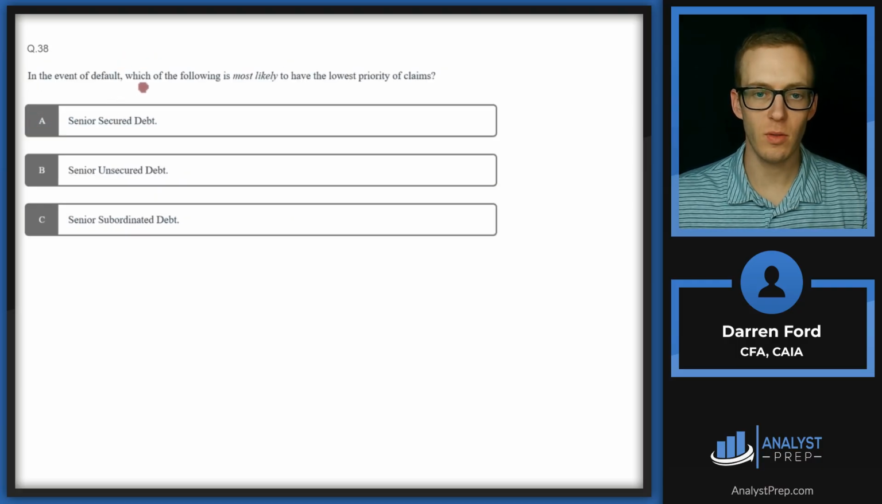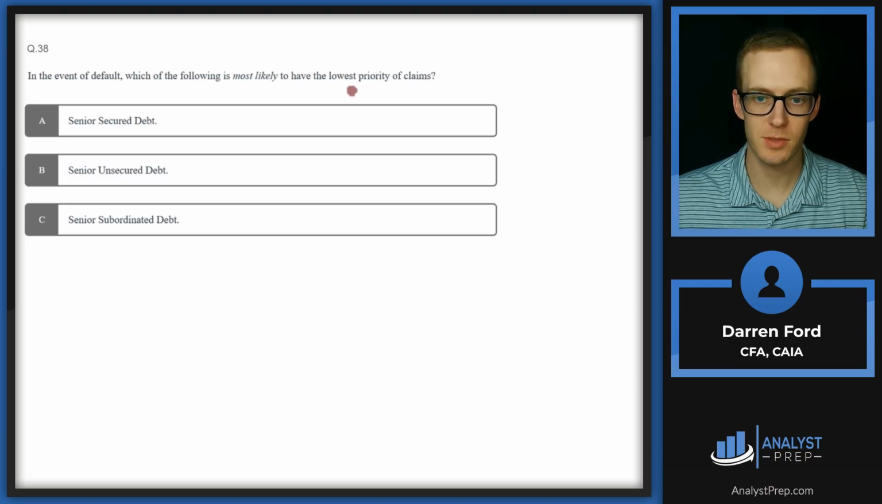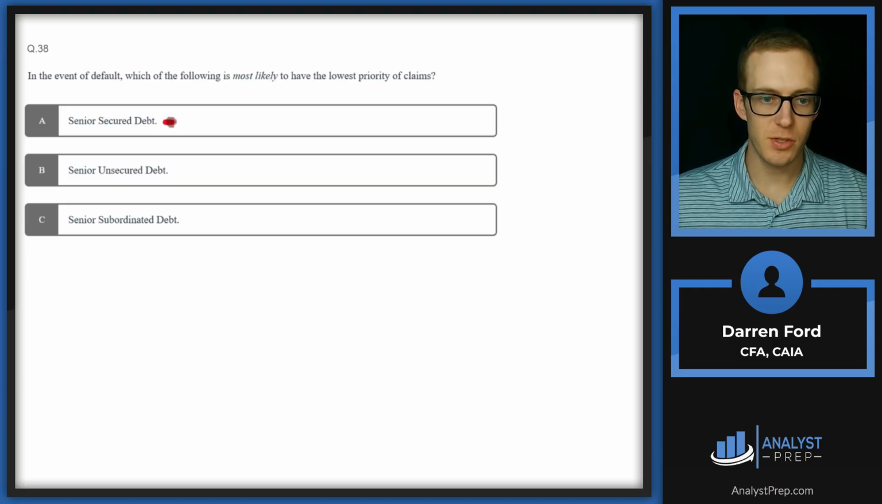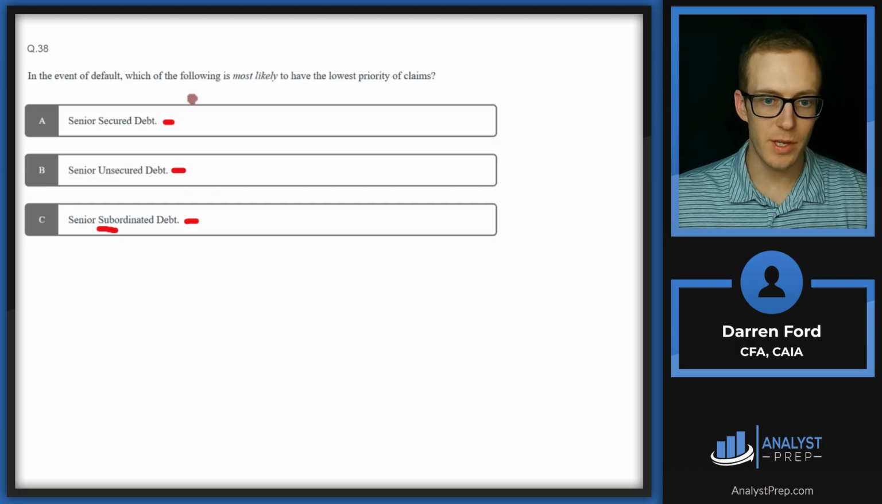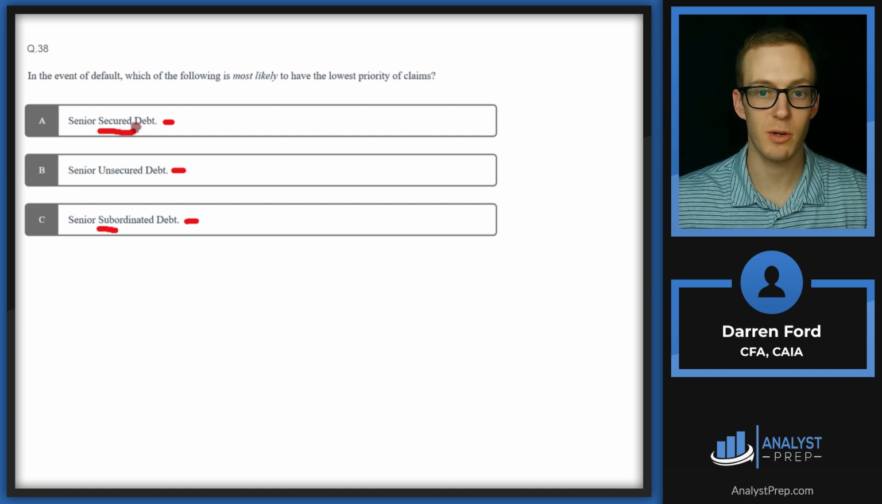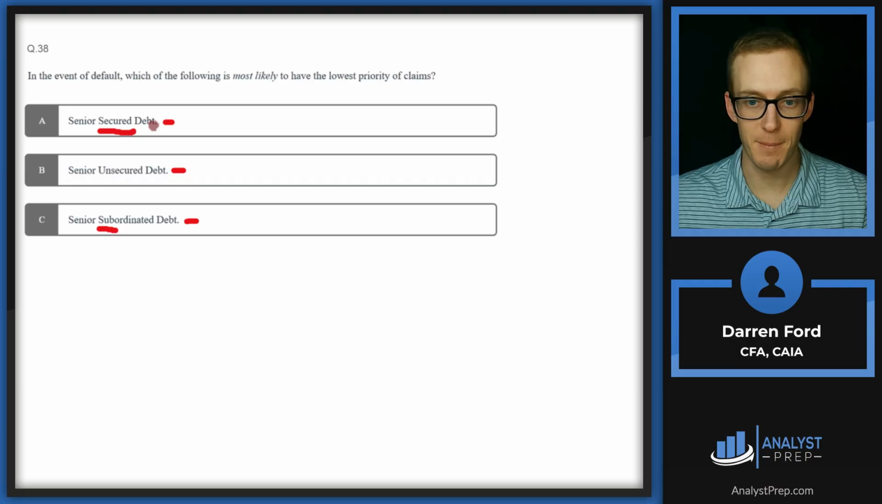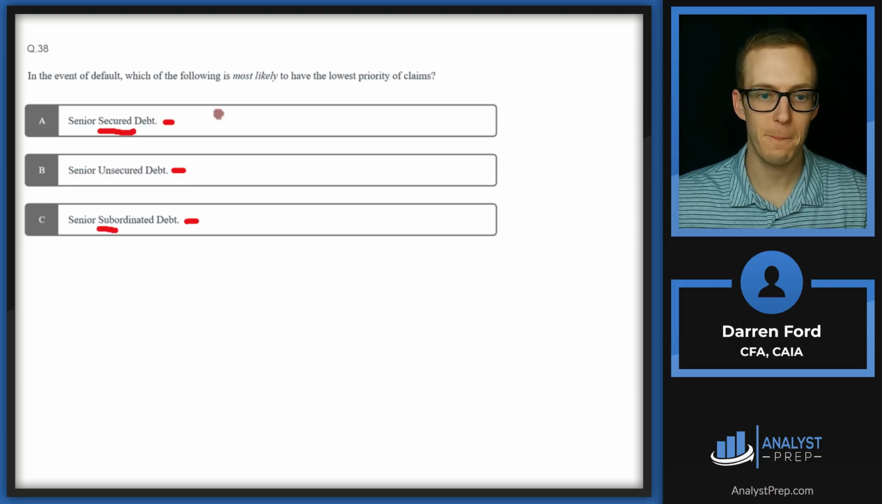In the event of default, which of the following is most likely to have the lowest priority of claims? Would we have senior secured debt, senior unsecured debt, or senior subordinated debt? So these are actually going to go right in order of highest to lowest priority. So senior secured meaning it's going to be secured by the collateral. So the senior secured debt is going to have the first claim on that collateral in the event of default.